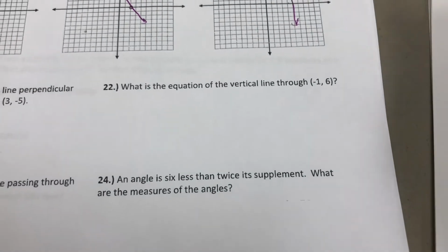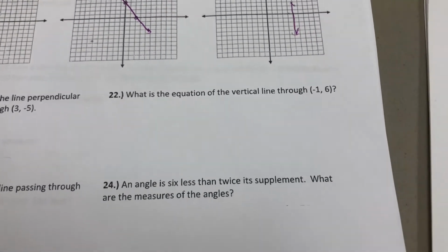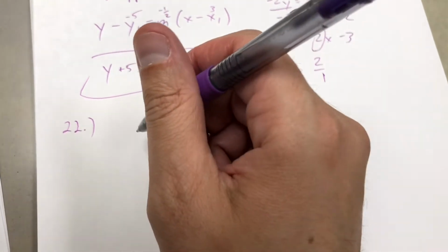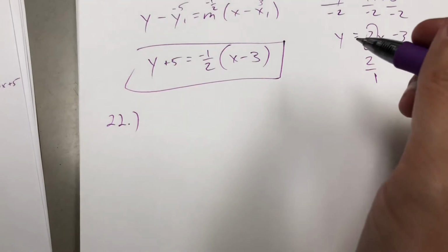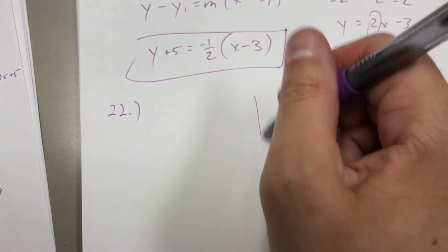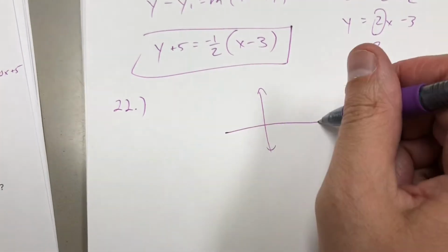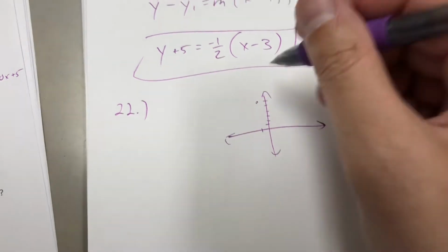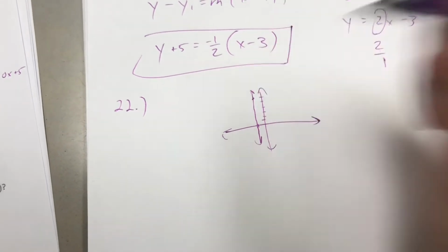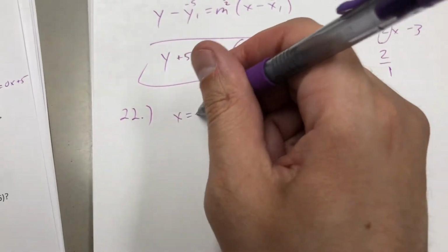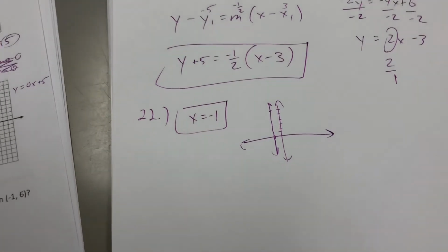Number 22 says, what is the equation of the vertical line through negative 1 comma 6? Remember that vertical lines all have the same x coordinates. So vertical lines are x equals equations. If you graph this point, negative 1, 6, that's a vertical line passing through negative 1. All of the x coordinates are negative 1. That's the equation x equals negative 1.